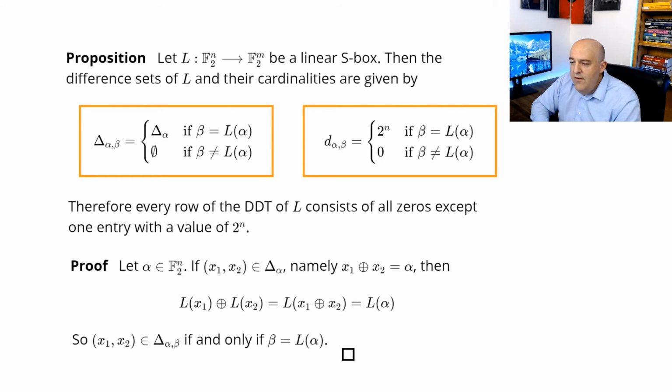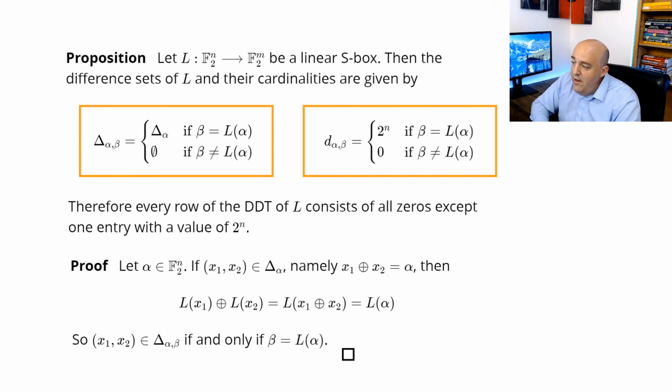The difference set of L with respect to alpha and beta is equal to either the difference set of alpha, or it's equal to the empty set. It's actually equal to the empty set most of the time. Whenever beta is not equal to L of alpha, then the difference set of alpha and beta is empty. But in the case when beta is equal to L of alpha, the difference set of alpha and beta is just delta alpha, the difference set of alpha.